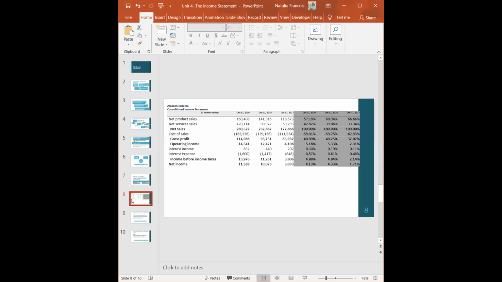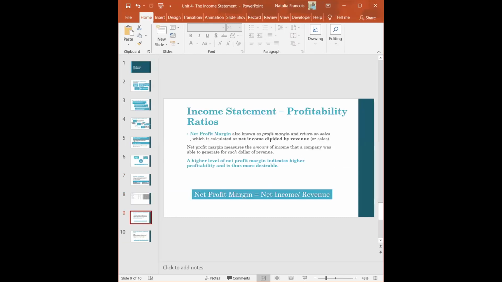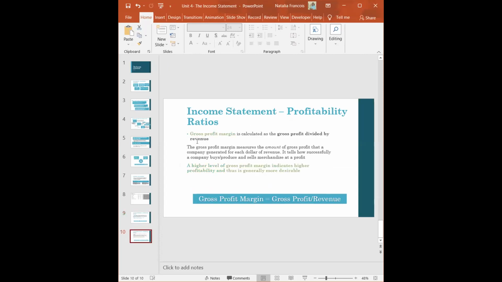I have an example here of Amazon, and I taught that class last year. This is their common size statement. So ratios. I'm doing gross profit first. Gross profit margin is calculated by the gross profit divided by the revenue. It measures the amount of gross profit that a company generated for every dollar of revenue. It tells how successfully a company buys or produces and sells merchandise at a profit.